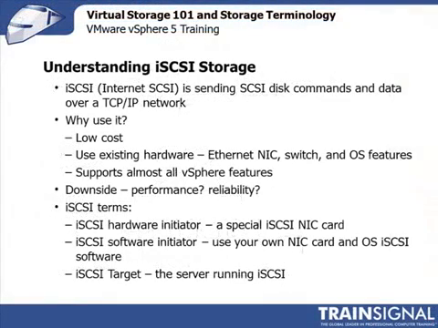Alright, so let's recap iSCSI real quick. iSCSI, again, Internet SCSI, is sending SCSI disk commands and data over a standard TCP/IP network, right? So why use it? It's low cost, use of existing hardware, as we've been talking about. You've got Ethernet and NICs, your switches, your OS features, and so on. It supports almost all vSphere features. Everything you can do with fiber channel, you can almost do for the most part with iSCSI. The downside: performance and reliability.